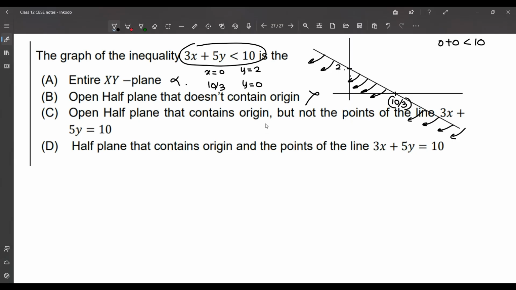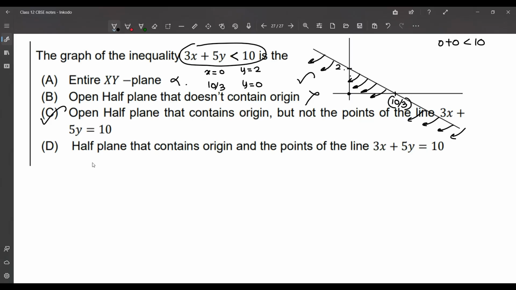Open half plane that contains the origin but not the points of the line, that is true, because it is only less than 10 and it is not less than or equal to 10, which means we should not have included the line itself. We should have included the points other than the line, which also contains the origin. So we have to take this half plane but not the points on the line 3x plus 5y equals 10. So option C is the perfect answer.